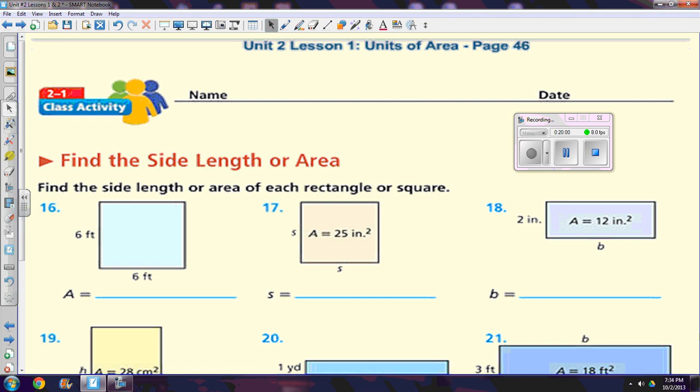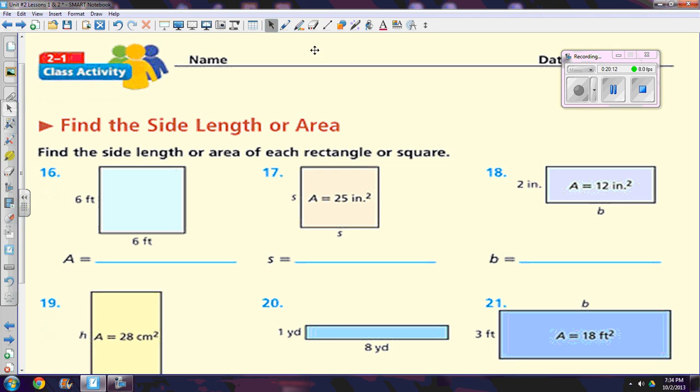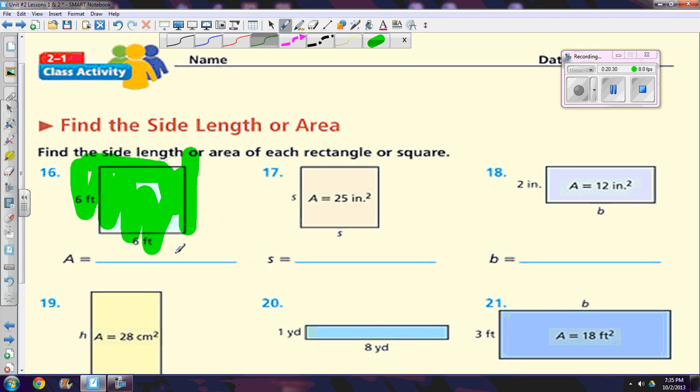All right, find the side length or area of each rectangle or square. So here we have number 16. Go ahead and actually draw the square there. It wants you to find the area, and it's a square. So it's length times width, side times side, 6 times 6. In this case, 6 times 6, 36 feet squared, or squared feet, however you want to write it. Number 17, go ahead and work this one.